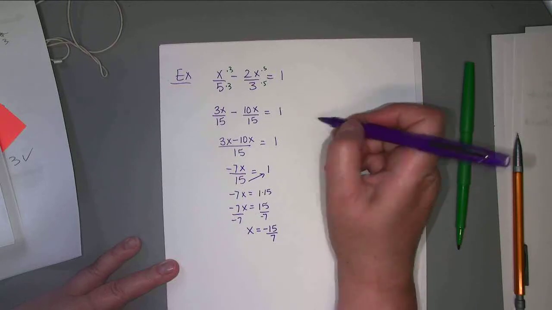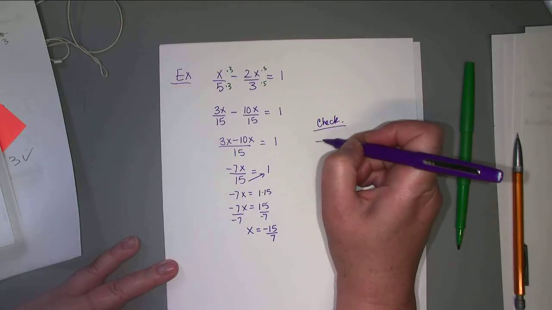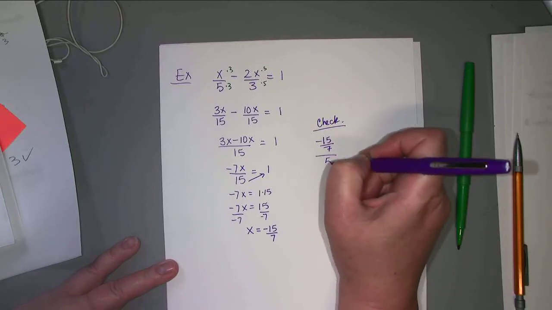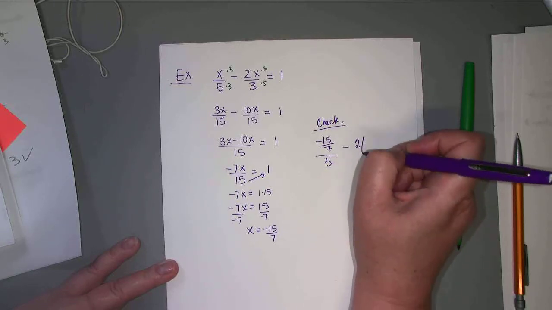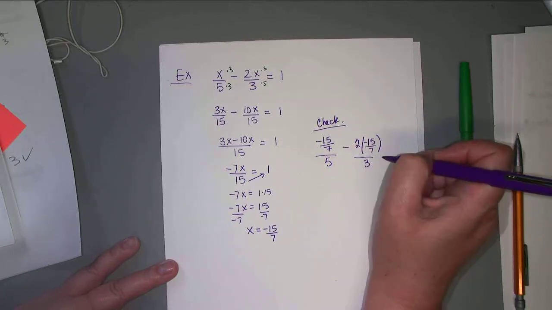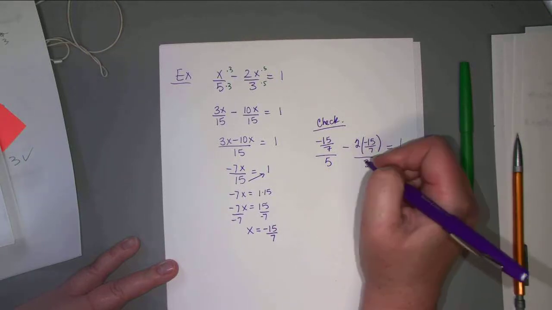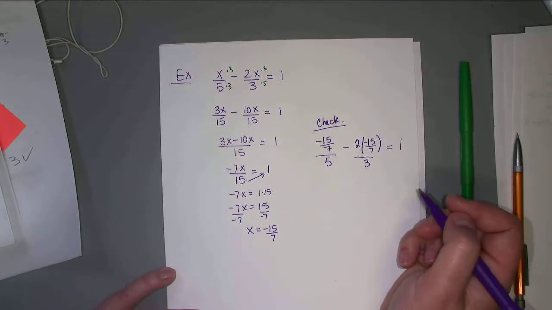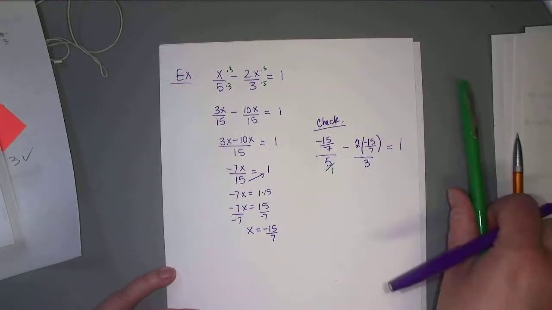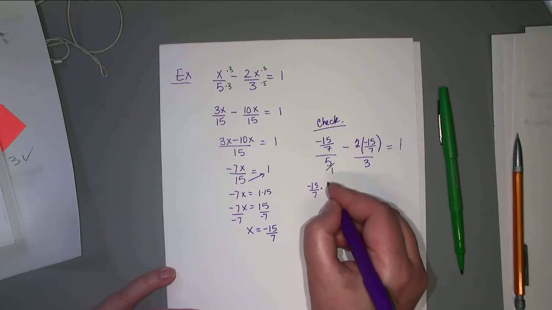Okay, so let's just do a check. I'm just doing them randomly once in a while, but if this were on a test, I would definitely be checking my answer. So I'm just plugging in the minus 15 over 7 everywhere that I see an x. I'm going to simplify this, and hopefully it will equal 1. So here we've got a fraction over a fraction. So this would be minus 15 over 7. Instead of 5 over 1, 1 over 5.